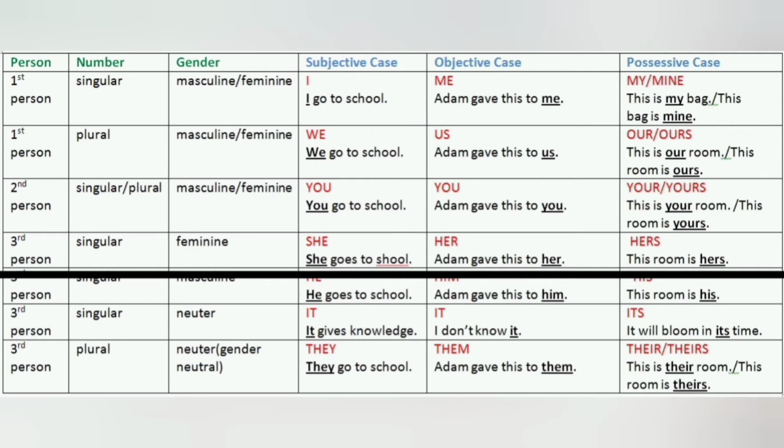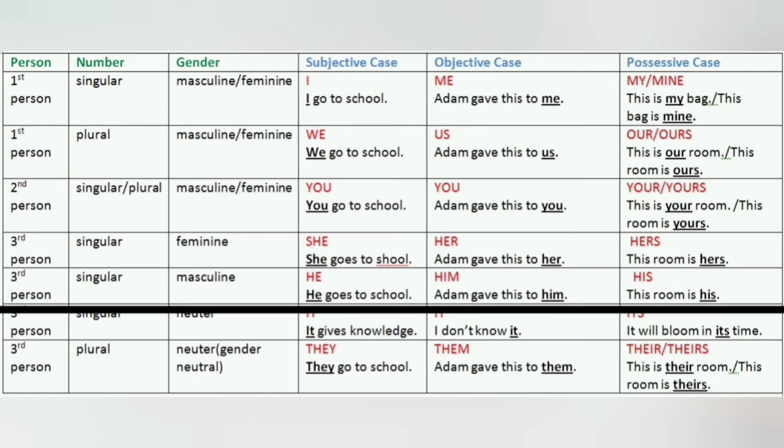In the objective case, we use her, the receiver of the action word, done by the subject. So in a sentence, we say, Adam gave this to her. In the possessive case, we use hers, meaning she owns something. For example, if she owns the room, then we say, this room is hers.